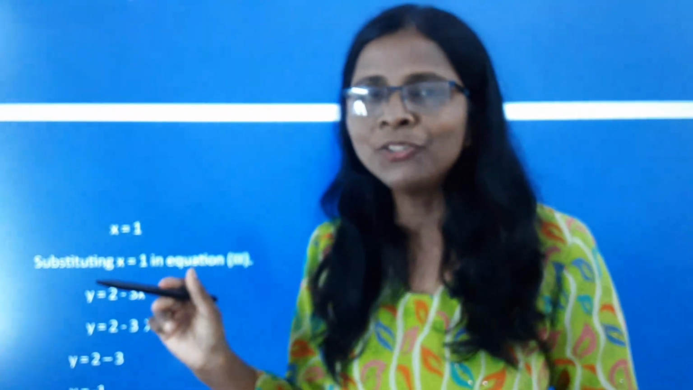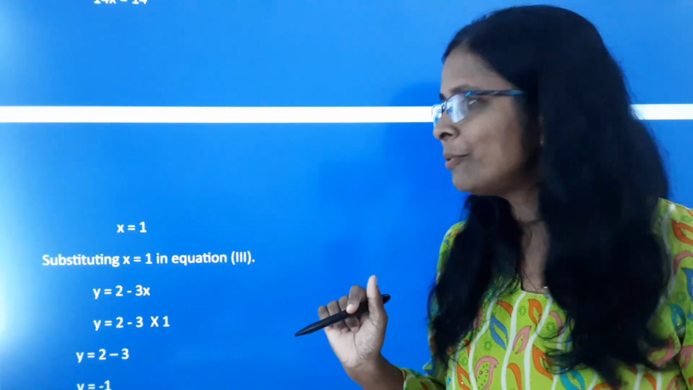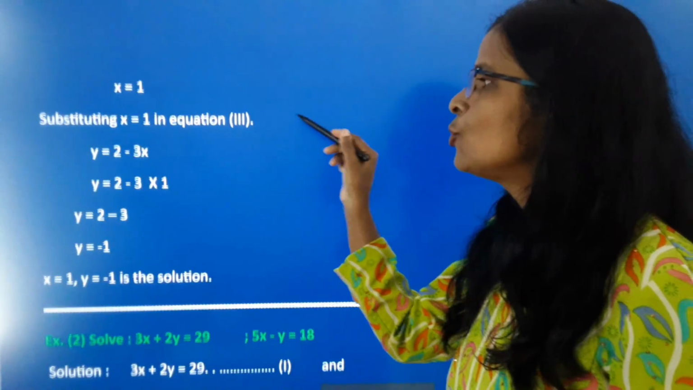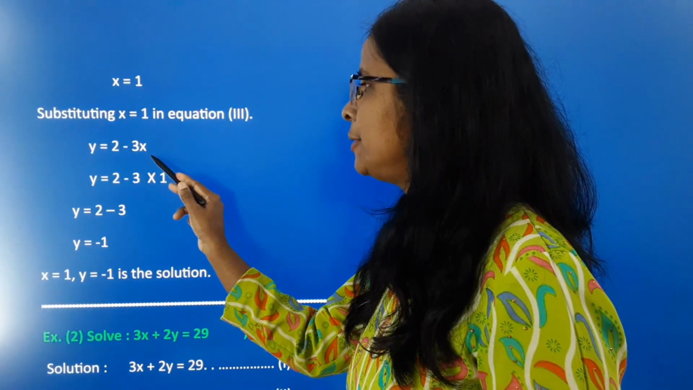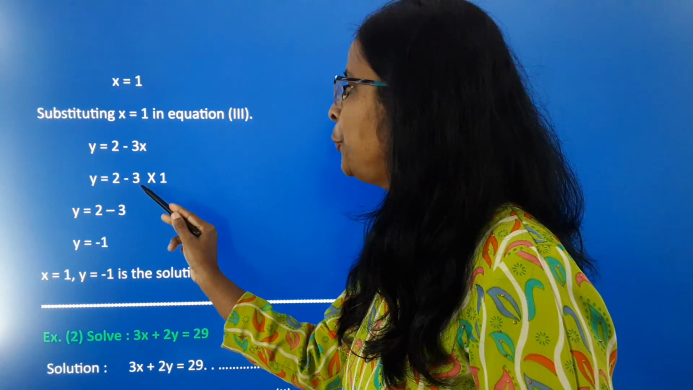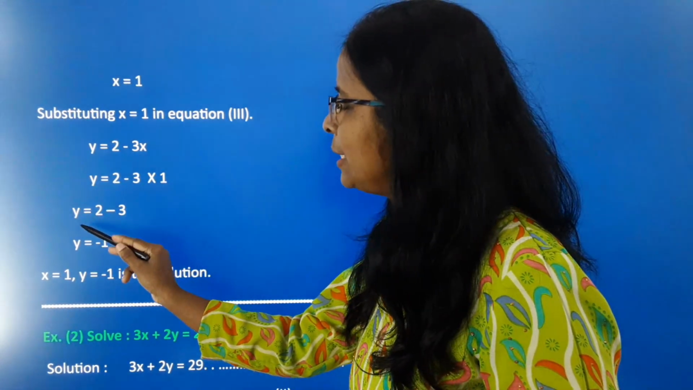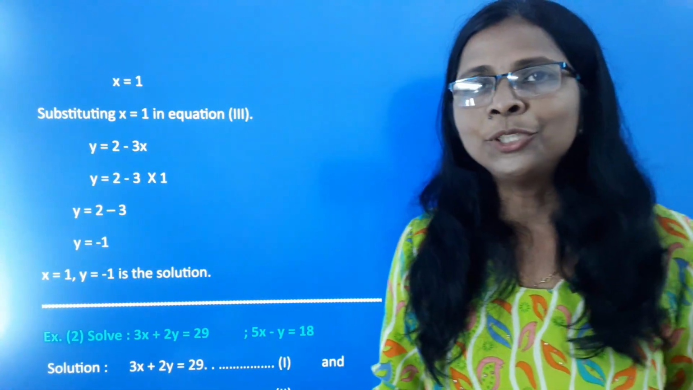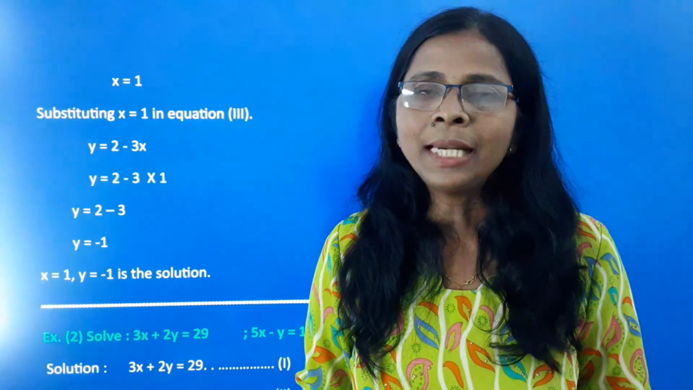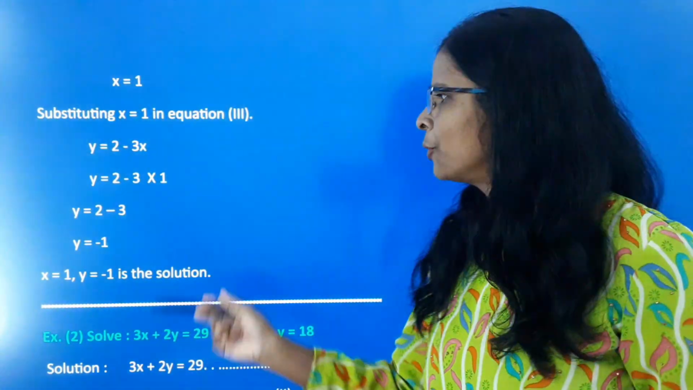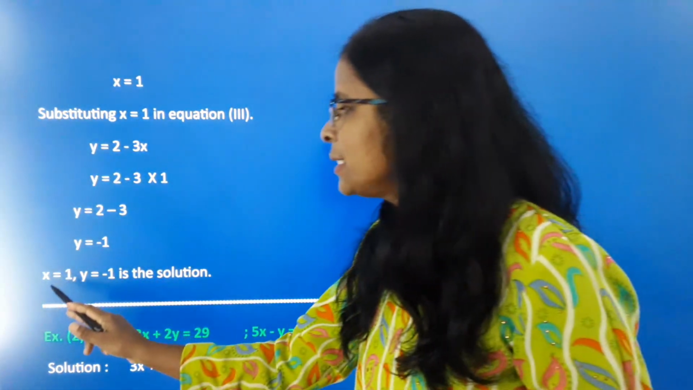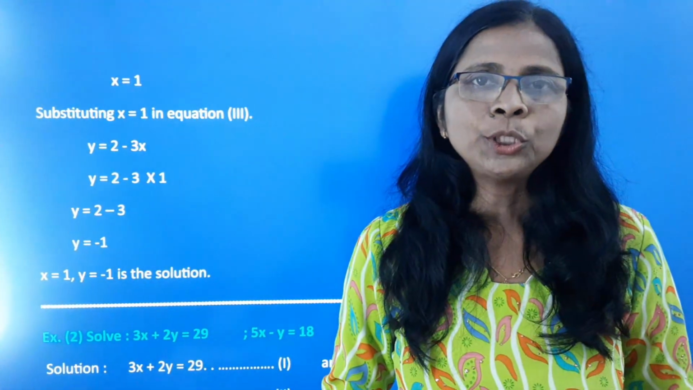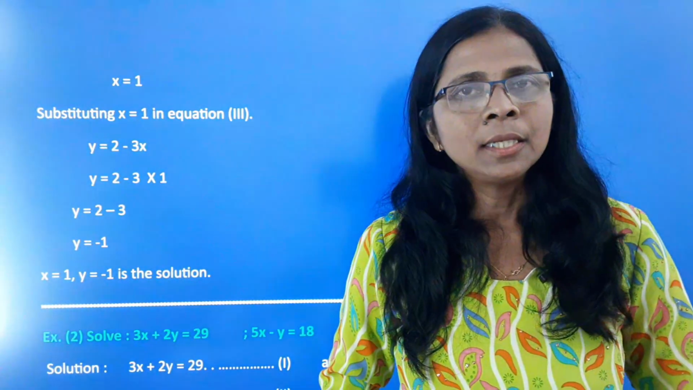We have the first value, that is x is equal to 1. So now substitute x is equal to 1 in equation 3. So y is equal to 2 minus 3x. y is equal to 2 minus 3 into 1. So y is equal to 2 minus 3. y is equal to minus 1. Now we have the two values of the variables, that is x is equal to 1 and y is equal to minus 1. So x is equal to 1, y is equal to minus 1 is the solution of this simultaneous equation.